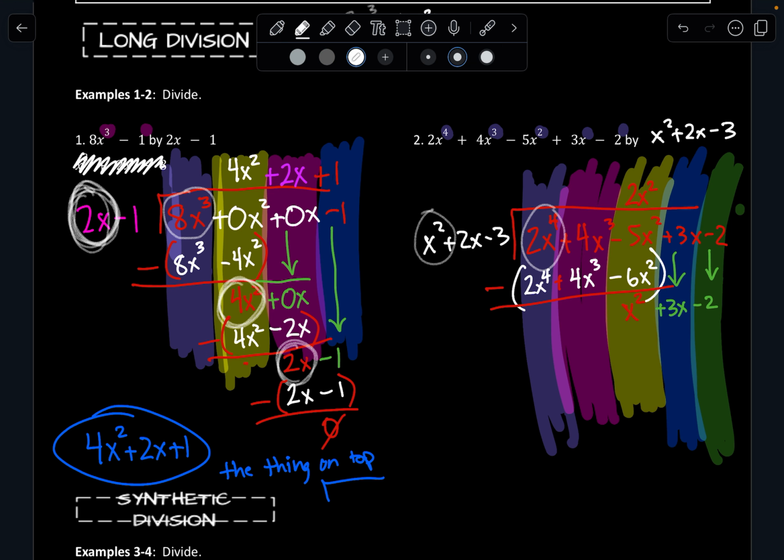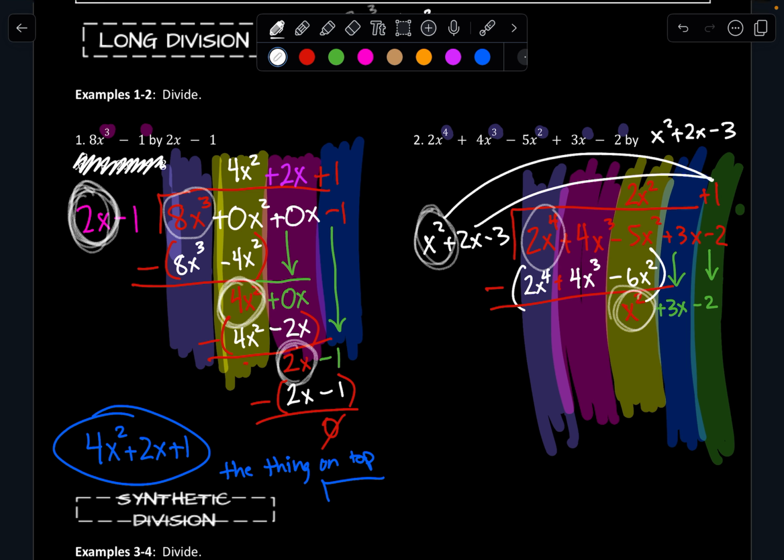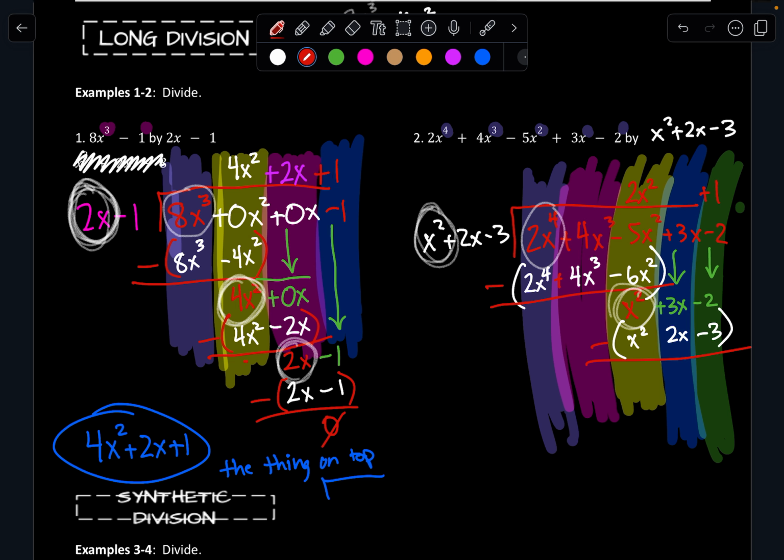So now we focus on first term, x squared times what would give us x squared? And that would have to be 1. 1 is just a straight up number, and it's positive. So we would go this times that, and that, and that. 1 times x squared is x squared. 1 times 2x is 2x. 1 times negative 3 is negative 3. When we subtract those, the first ones drop off, x squared minus x squared. Then we have 3x minus 2x, so we have x.